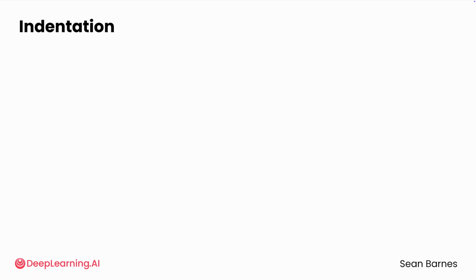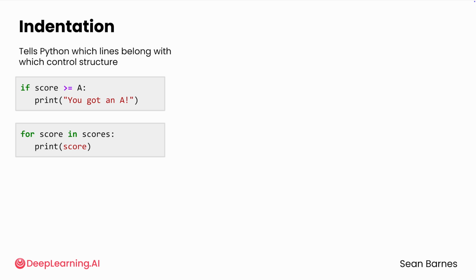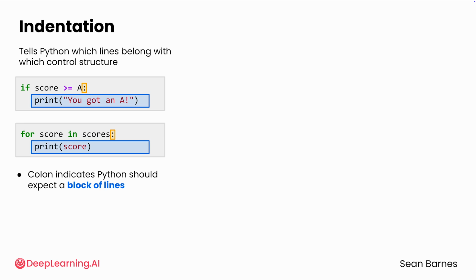Indentation is a common feature of control structures, like conditionals and loops. Indentation is used to tell Python which lines belong with which control structure. When you write an if statement or a loop, the line ends with a colon. That colon indicates that Python should expect a block of lines, or in other words, a group of lines that belong with that if statement or loop.